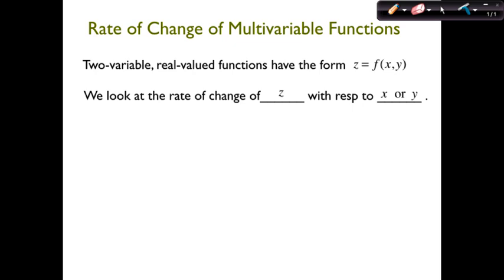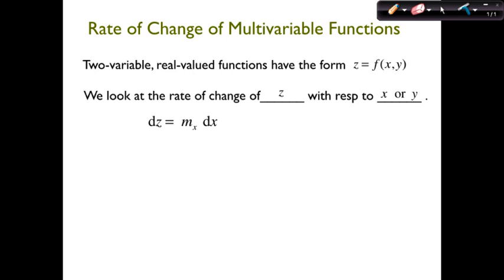Okay, so x, we're going to start with x or y, okay? And eventually we'll get to x and y. But we're going to start with one or the other. We're going to pick one. We're going to look at the rate of change of z with respect to x. And we're going to look at the rate of change of z with respect to y. That's how we'll start off. Keep it simple, okay? But then we'll start combining them, okay?